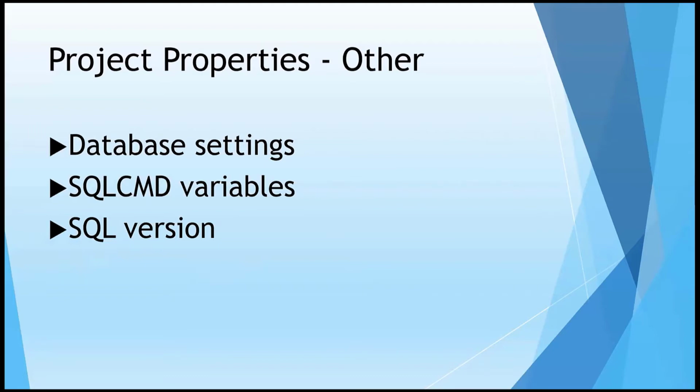You can create new SQLCMD variables. So that clear DB variable I used in the example earlier was created by going into project properties, finding the SQLCMD area and just typing in a new variable name. And finally, you can control the SQL version that the project is targeting. It's important to get this right, because if you have a project that you've said is a SQL 2019 project, and you try and deploy it to a SQL 2012 server, then Visual Studio just won't let you.